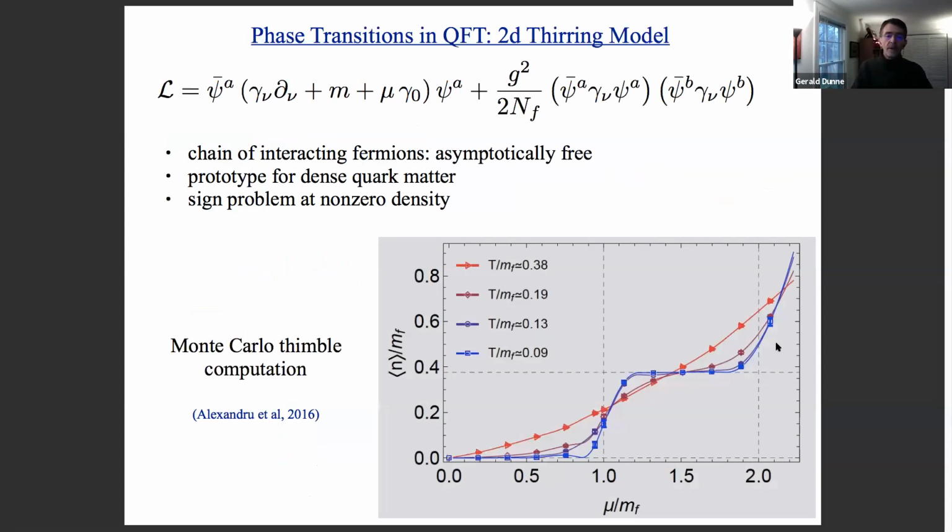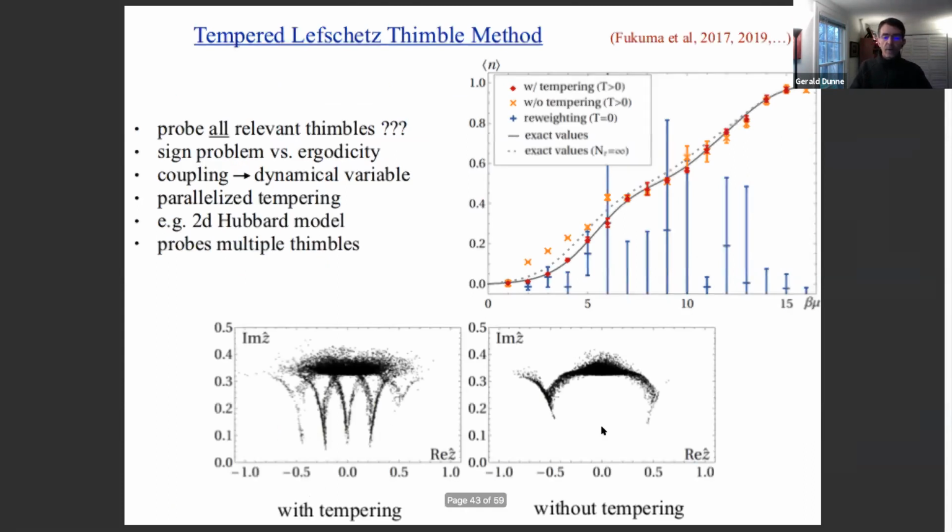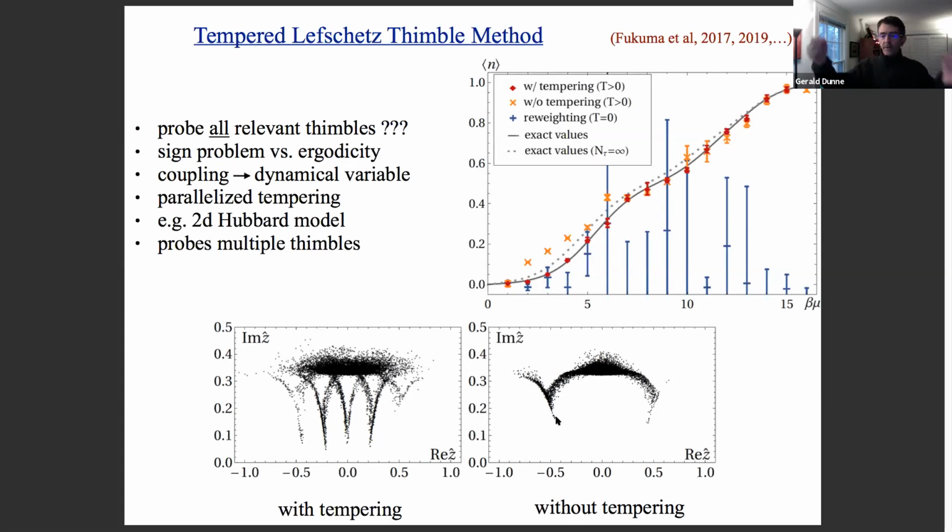thimble ideas. There's also an interesting idea due to Fukuma and company, which is addressing algorithmically the problem that if you got really close to this steepest descent contour, you might be trapped there and not see other ones. And they overcame this by making the coupling, or these parameters, dynamical variables and tempering with that. And so they're able to probe multiple saddle points rather than just getting stuck in some particular saddle point.